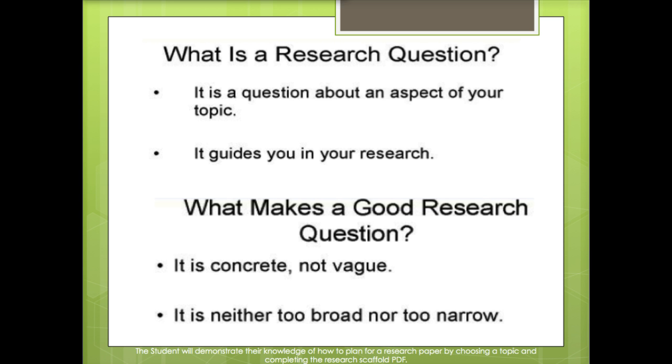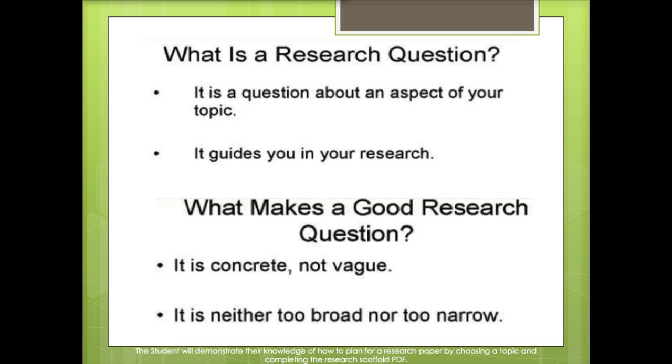Okay, this is what a research question is. It is a question about an aspect of your topic. It guides you in your research. So that's the one question that we've asked you to come up with in the beginning. And then what makes a good research question is it's not too vague, it's not too specific. It's just enough of a question that you can find a good amount of information.